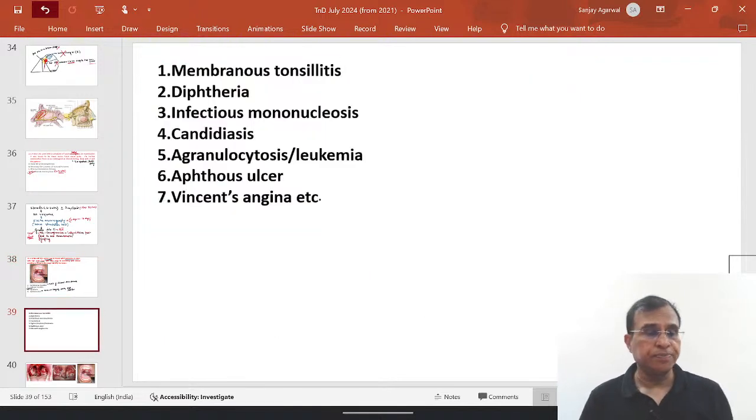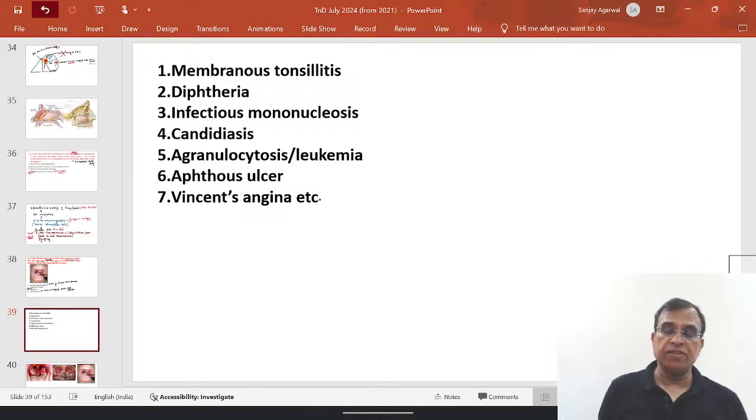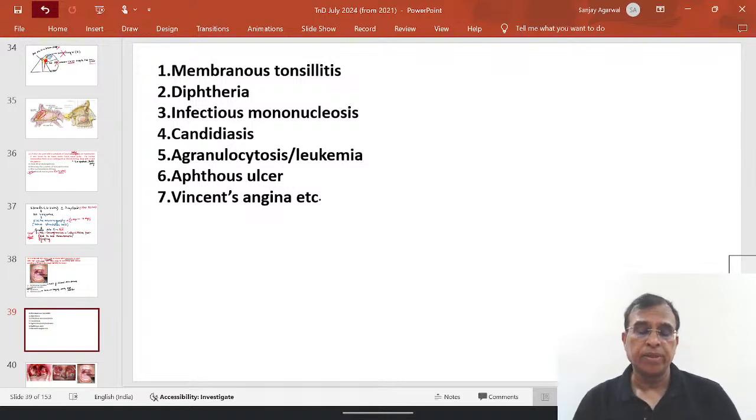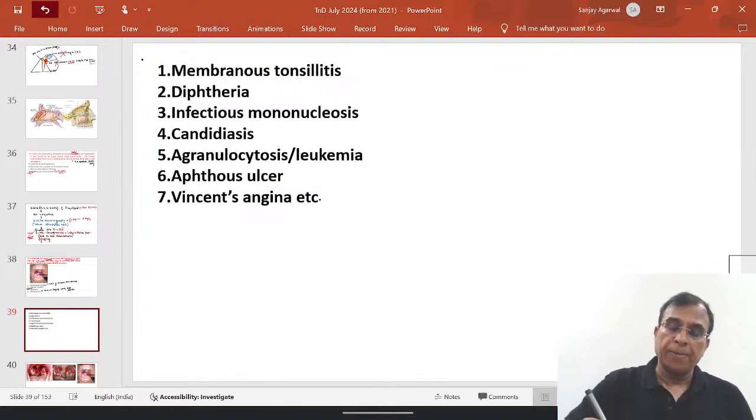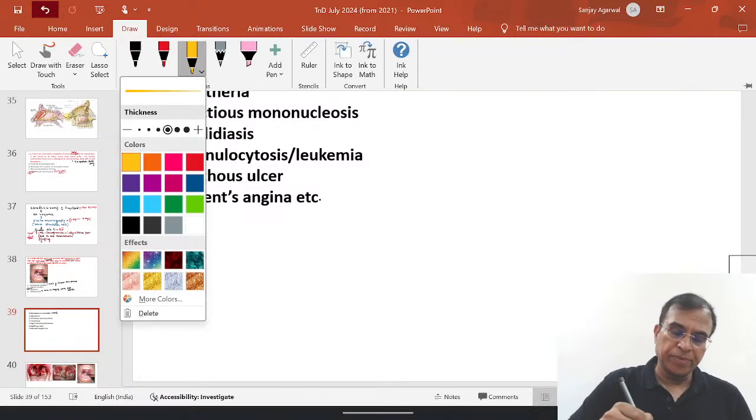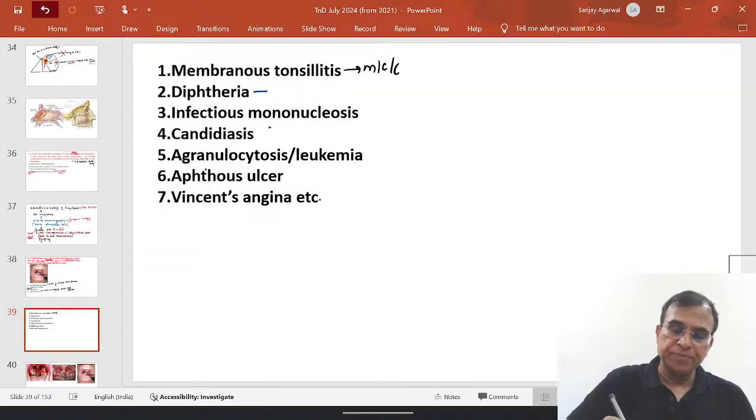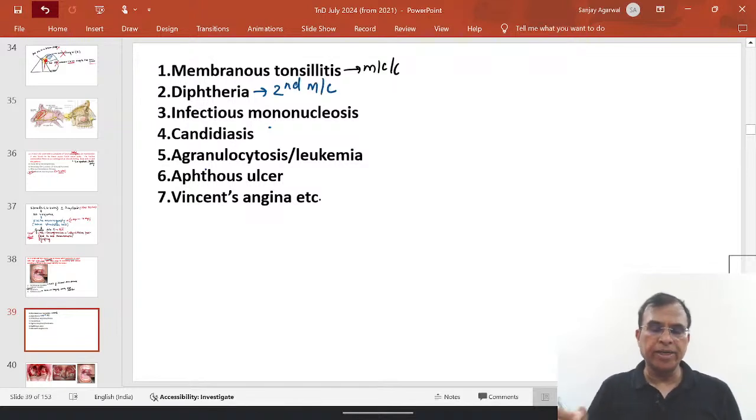Now these are the features of diphtherial membrane. These are the causes of membrane in the throat. So you can say membranous tonsillitis is the most common cause of membrane, and you can say that diphtheria is the second most common cause. You can say that, right?